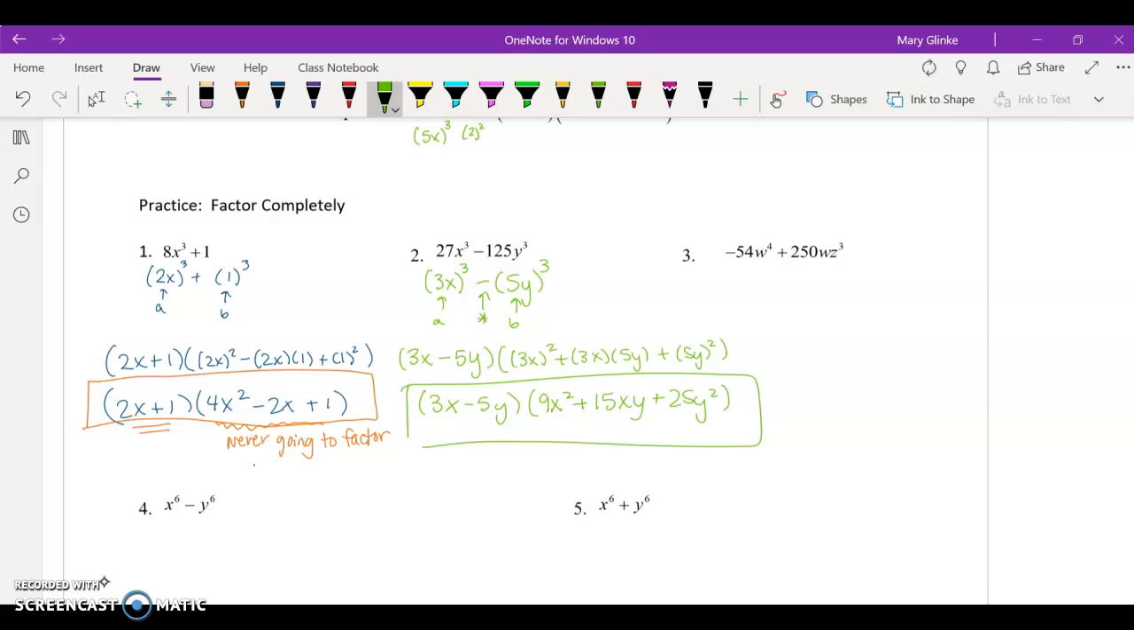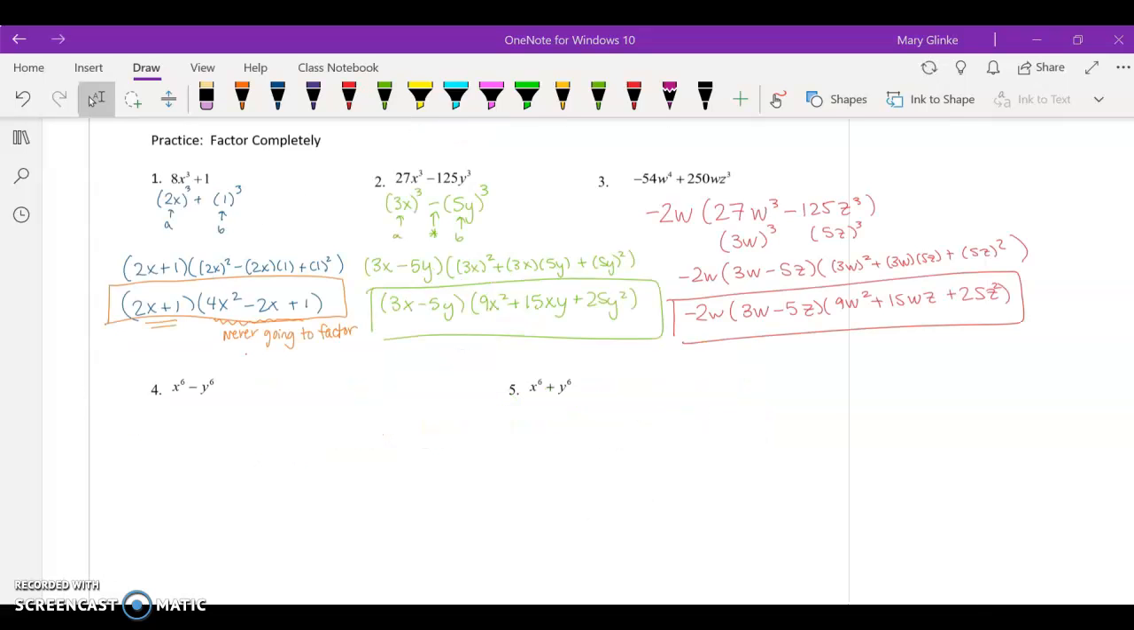So what I'd like you to do is pause the video and try number 3 on your own. Again, take out a GCF first and then keep going and then come back to the video. Okay, let's take a look here for number 3. Our GCF is negative 2w, and then we have 3w being cubed and 5z being cubed. So when we plug those into our formula with the minus sign, we would end up with our final answer as shown.